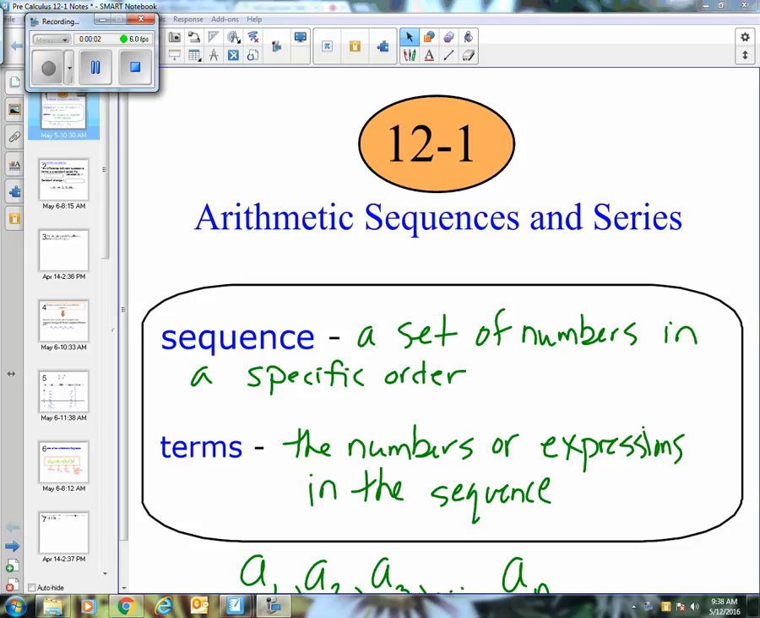Alrighty, folks. So we're going to start on our next unit, which is on sequences and series. I'm going to give a little bit of the background about what a sequence and a series is, and then we're going to dive into a couple particular types of sequences. So we'll talk about that in just a second here.